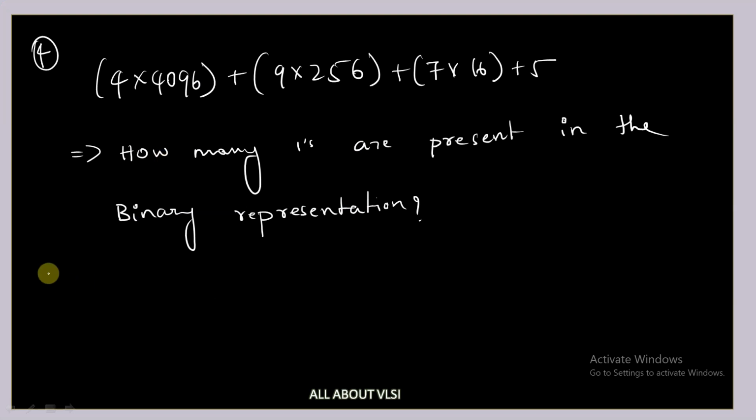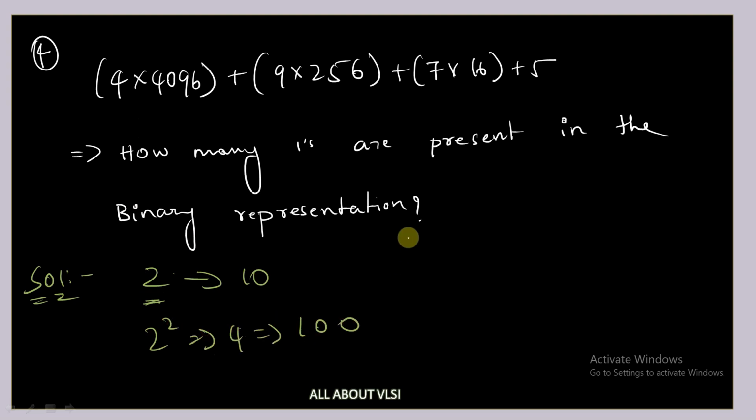Okay, so let's see. For solving this, you can follow this particular trick. You can convert these numbers into powers of 2. Why am I taking the powers of 2? Because if you observe, 2 is nothing but 10. 2 square is 4, that is 100. And 2 cube is 1000, which is also having only one 1. So if you convert this number into powers of 2, then it will be easy for you to find out how many ones there are.